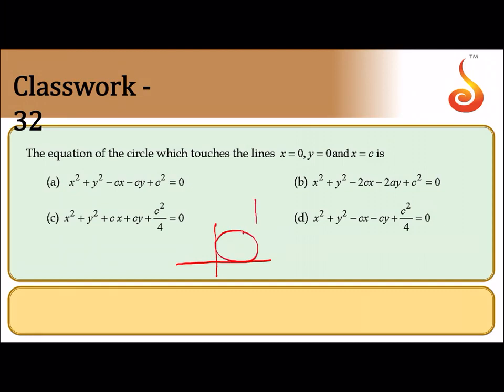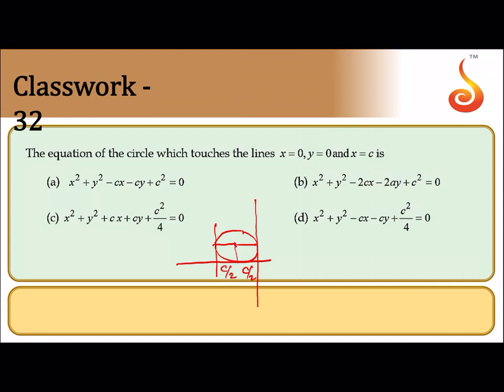Simple question. So touching x equal to 0 and y equal to 0 means touching both the coordinate axes, and also touching x is equal to c. So this is c. So obviously the radius will be c by 2, and the center c by 2 comma c by 2.